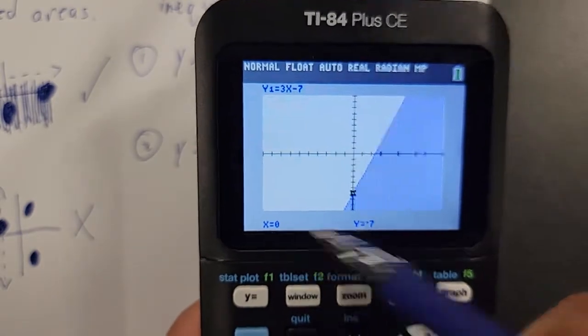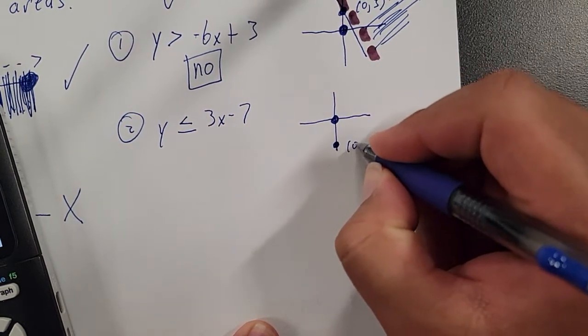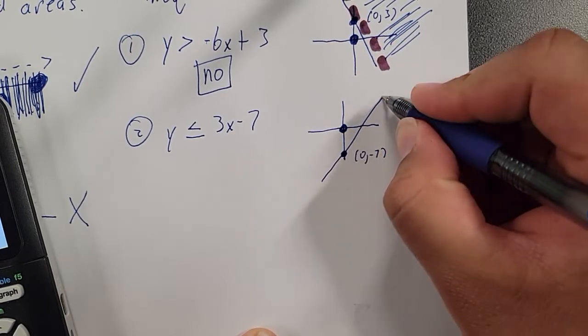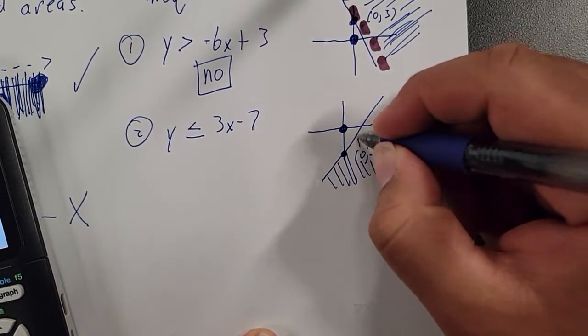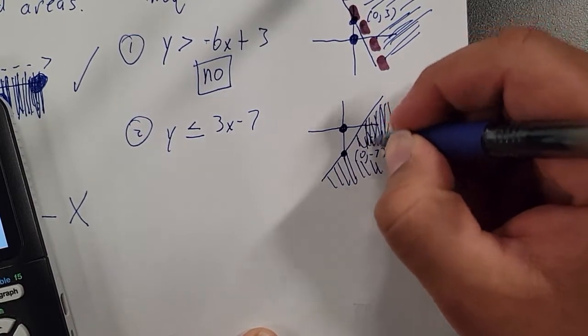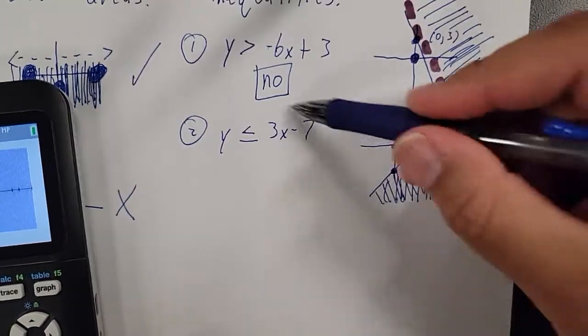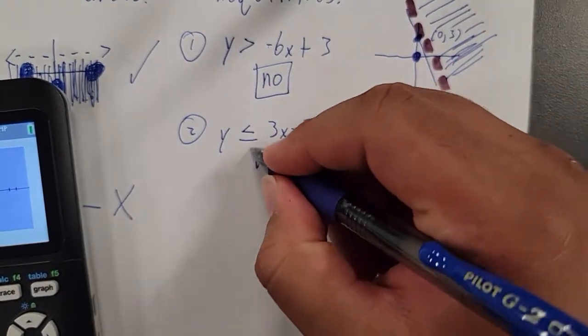All right, right here we got the point 0, negative 7. 0, negative 7 is over here on the bottom. This is a regular line, so I'm going to draw a regular line going this way. And it shades below. I'm just copying whatever I see in the calculator. Okay? Now, is the 0, 0 in the shaded part or on this regular line? No, it is not.